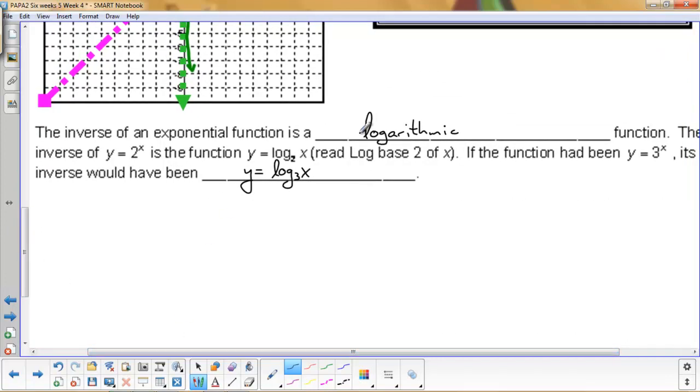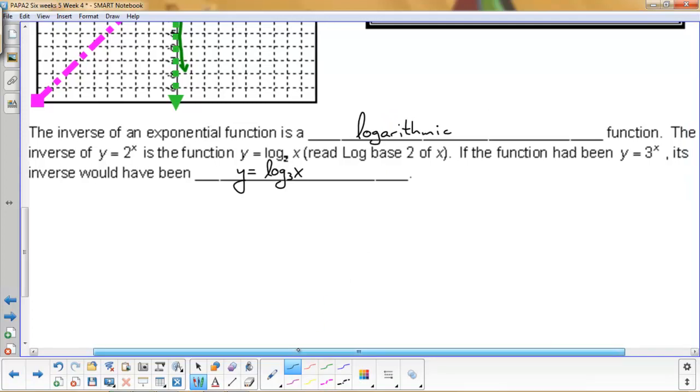This blank here: exponents and logarithmic functions are inverses of one another. So the way that you would write y equals 2 to the x as a logarithmic function is log base 2 of x. Likewise, if the function was y equals 3 to the x power, its inverse is log base 3 of x. We're going to use this understanding to help us solve the next several problems.